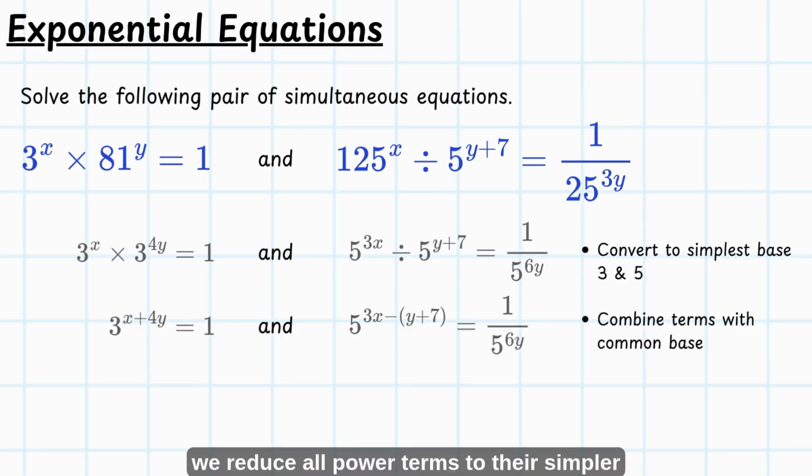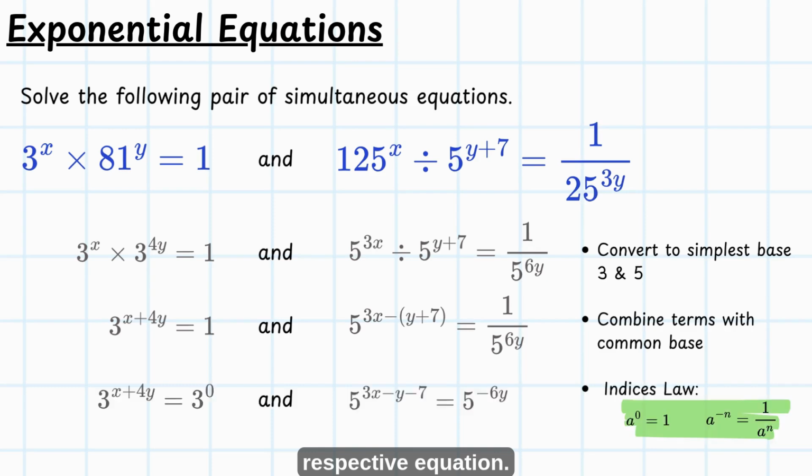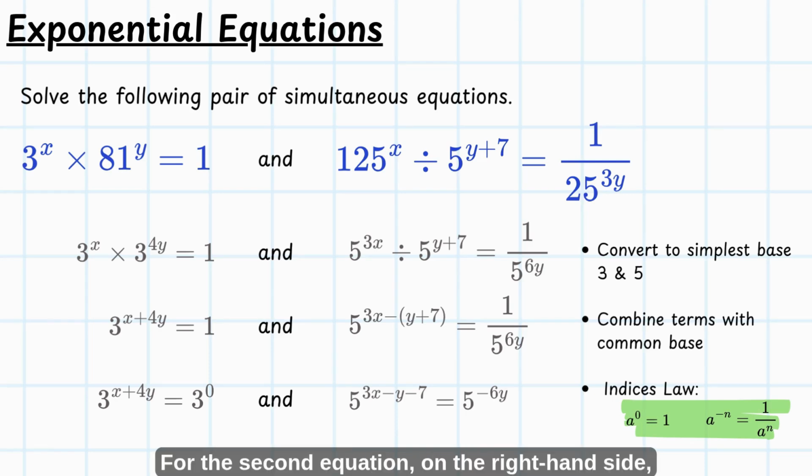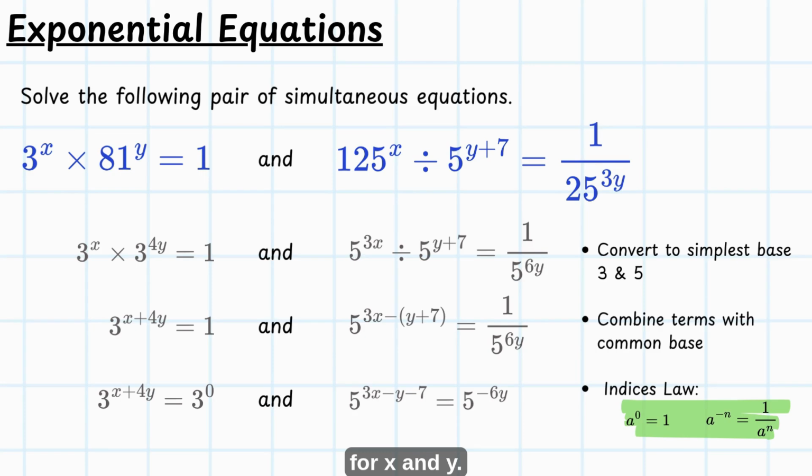Once again, we reduce all power terms to their simplest base. For the first equation, base 3 is used, while for the second equation, the simplest base is 5. Using the product and quotient laws, we combine the power terms together in each respective equation. For the first equation, we express 1 as 3 to the power of 0, since anything raised to the power of 0 is always 1. For the second equation, on the right-hand side, we express the fraction using a negative index. The purpose of these transformations is to have the same base on both the left-hand side and right-hand side of the equations. This then allows us to equate the powers and solve for x and y.